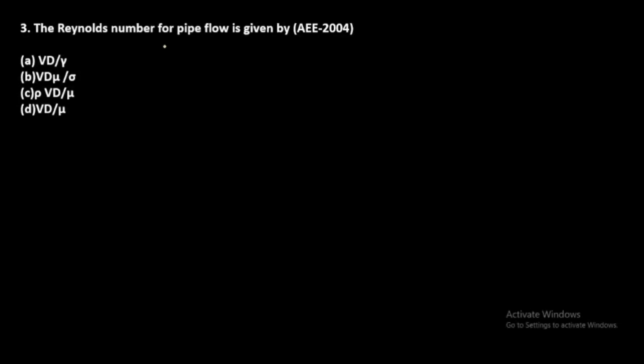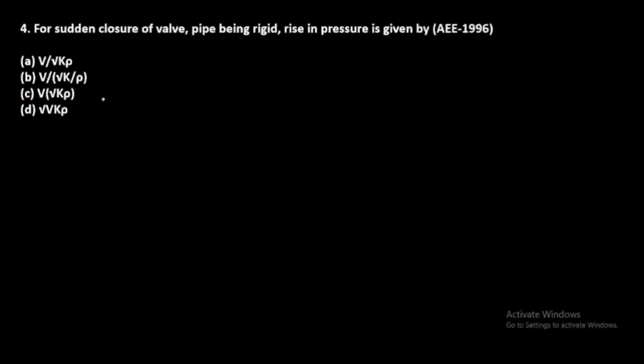Next question. The Reynolds number for pipe flow is given by. It is a direct formula we need to remember.